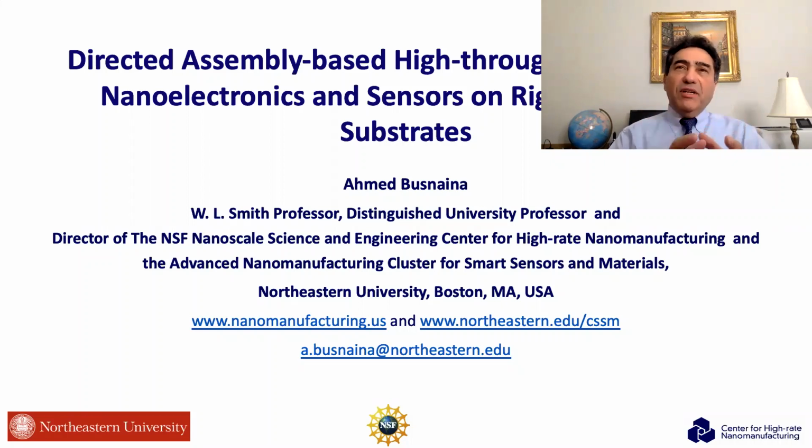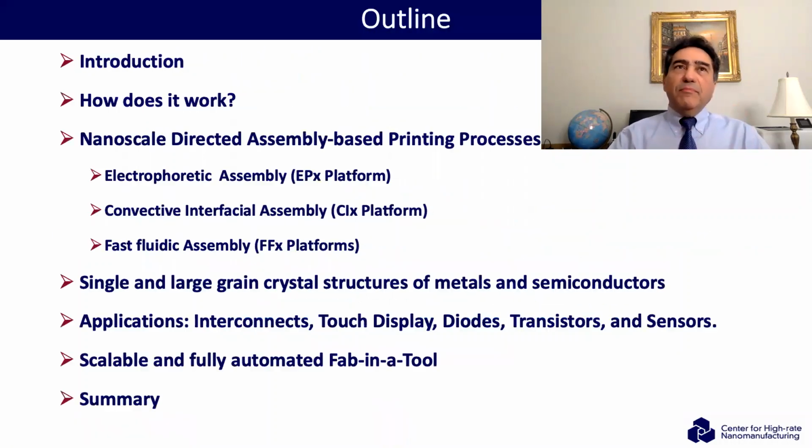So I'm going to talk today about a new technology for making nanoelectronics, and this is directed assembly-based high-throughput printing of nanoelectronics and sensors on rigid or flexible substrates. I'm going to give you an introduction, which is mainly the motivation, why we're doing this, and then explain how it works, and then talk about, we have more than one directed assembly approach: electrophoretic, convective interfacial, and fast fluidic. I'm going to briefly talk about each one of them, and then talk about the kind of structures that you can make using these techniques, and then a few applications, and then scalability and the concept of a fab in a tool.